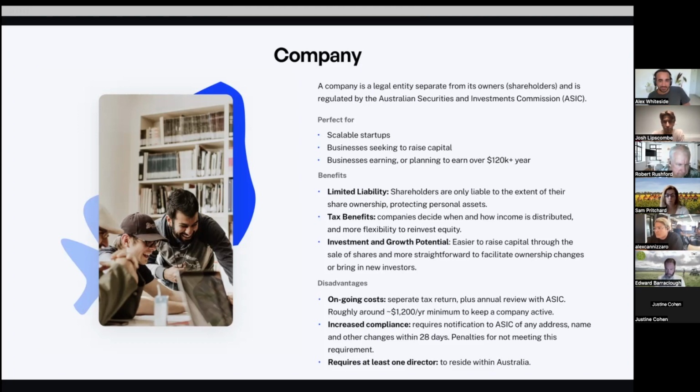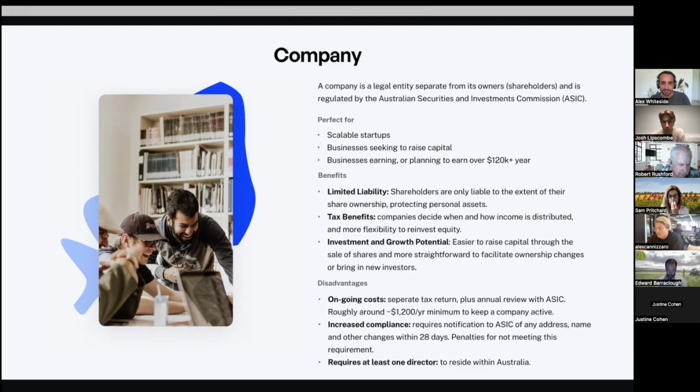One of the disadvantages, however, of setting up a company is just that ongoing cost. So if you're seeing a cost of around $1,200 a year to be expensive, then a company may not be for you, or you're just not seeing the investment as that worthwhile. So that's something to keep in mind, that a company costs roughly around $1,200 a year to keep active at bare minimum. That's just your tax return and any ASIC fees.